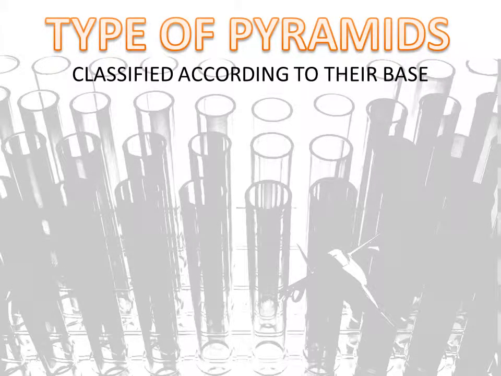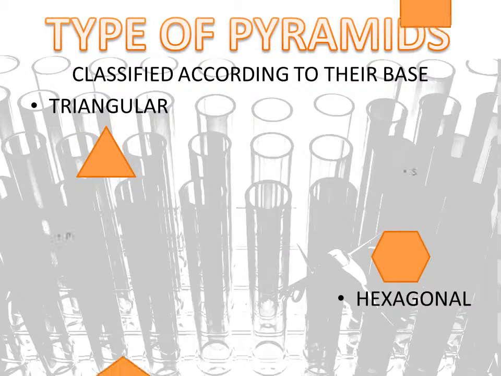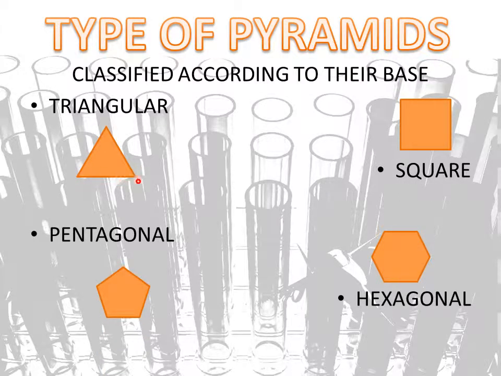Pyramids are classified according to the shapes of their bases. Common shapes include triangular pyramids, square pyramids, hexagonal pyramids, and pentagonal pyramids.